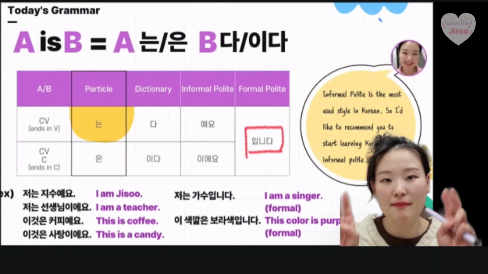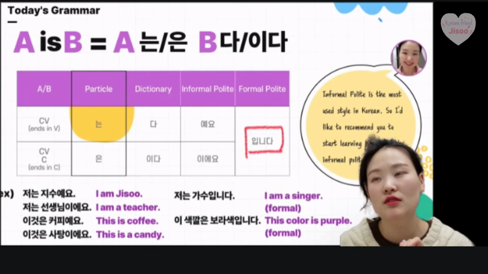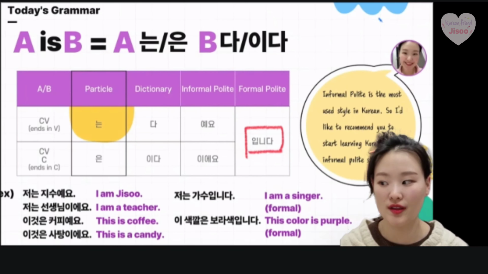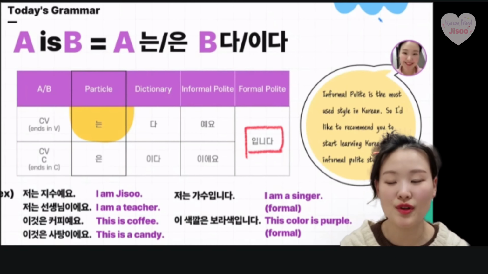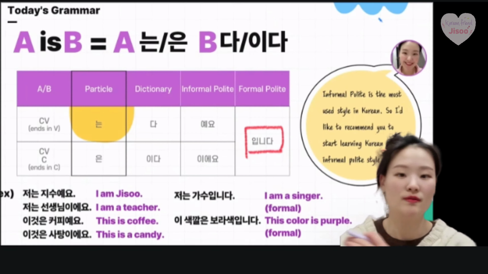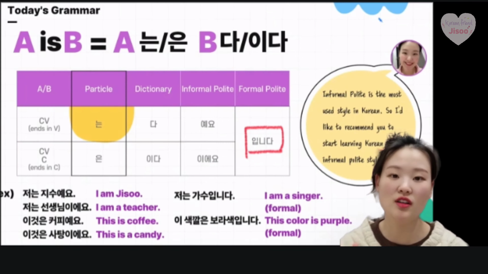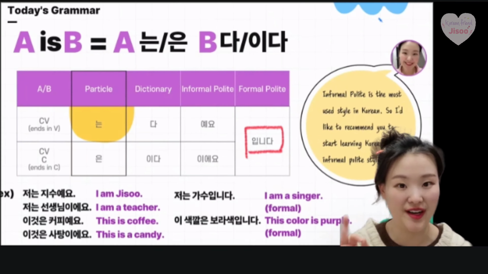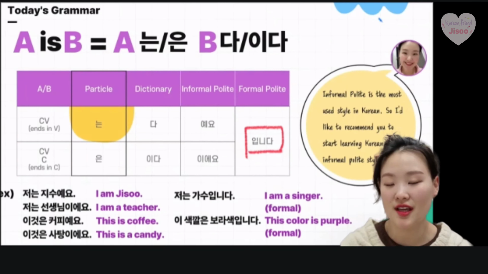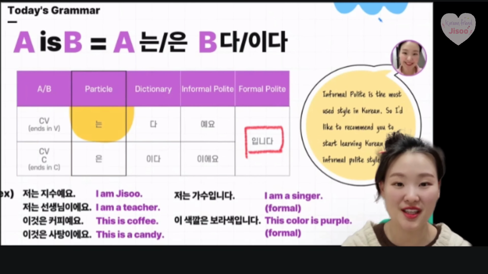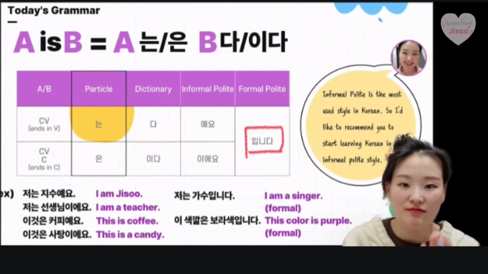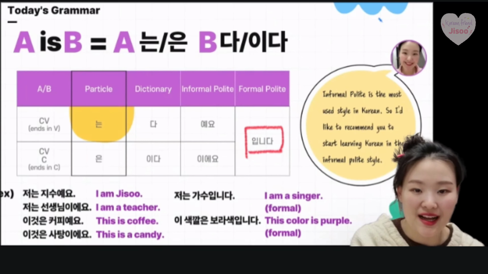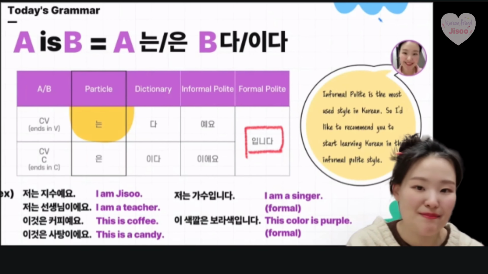Well, but 저는 can be removed usually because in Korean sentence when the subject is very clear, very obvious, it doesn't really have to be said. You can just remove the subject part. So 저는 이준호입니다 is also great. It's a perfect sentence. But if you just say 이준호입니다, it's also fine. 저는 blah blah blah 입니다 or blah blah blah 입니다.